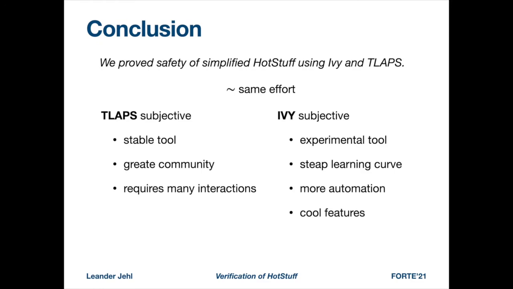So you have to write the proof in great detail and only very small steps can be proven automatically. Ivy, on the other hand, is a more experimental tool. I believe it's harder to learn, but it offers more automation and lots of cool features that I did not explore yet, like extraction of source code or verification of liveness properties.